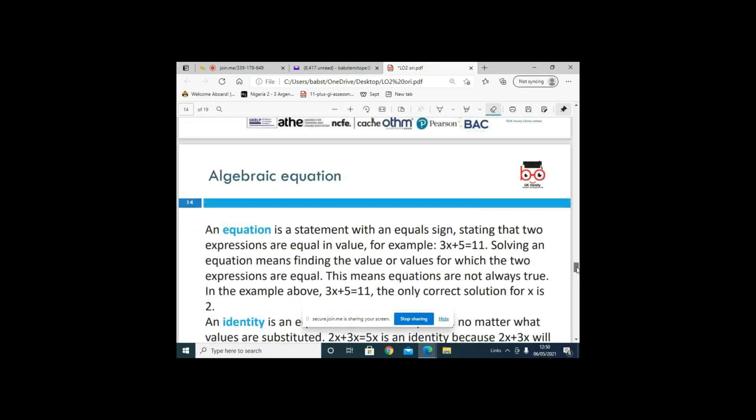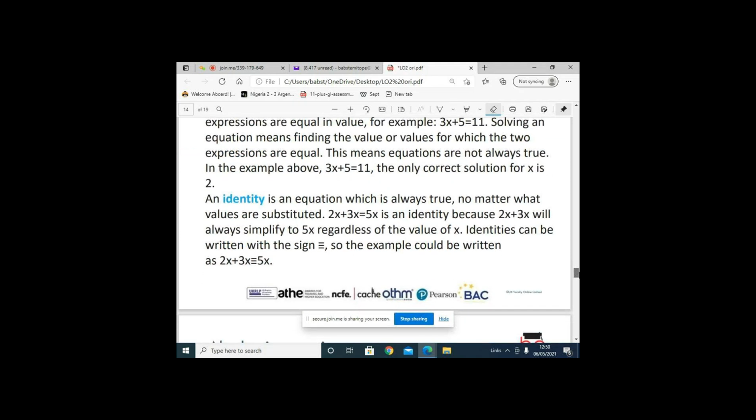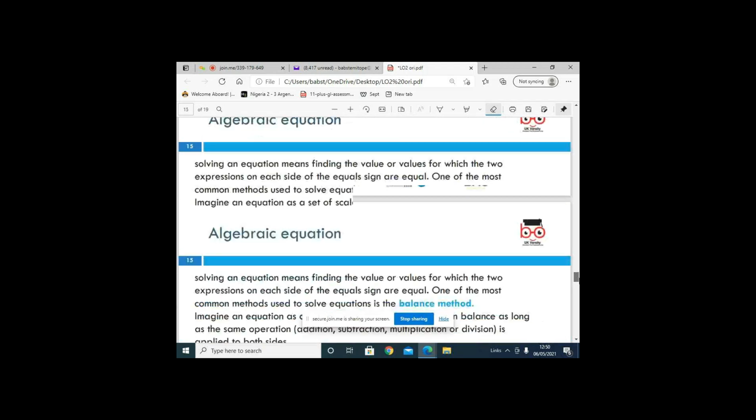So now let's go to the final part, which is algebraic equation. An equation is a statement with an equal sign, taking the two expressions at the same value. So for example, when you say 3x plus 5 equals 11, that means that 3x plus 5 and 11 are the same. Solving an equation means finding the value or values where each of the two expressions are equal.